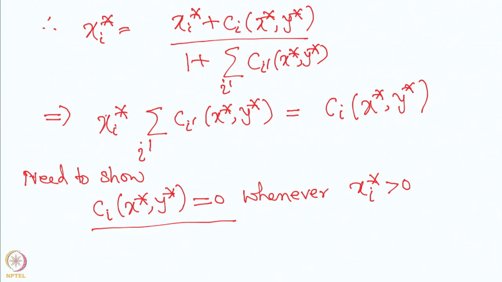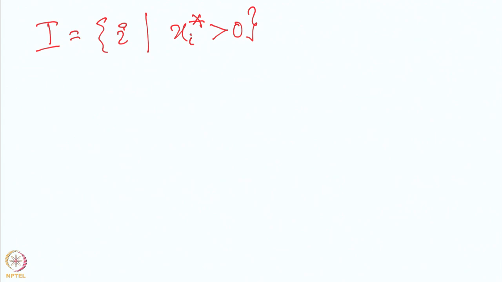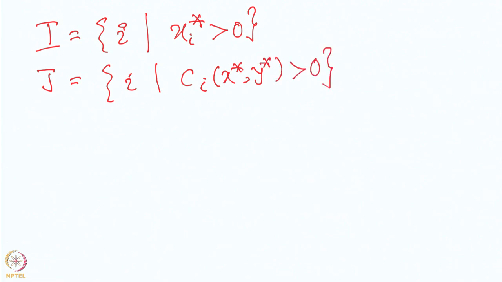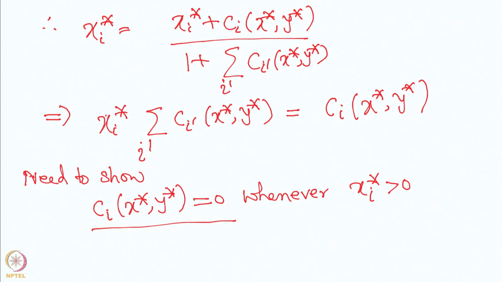So let us look at this, we need to show this fact. Let us take I to be the set of all i such that x_i star is greater than 0. Let me also take J to be all i such that c_i of x star, y star is greater than 0. Clearly, whenever x_i star is greater than 0, look at those i's, and here I am looking at i's where c_i of x star, y star is greater than 0. Because we are interested in proving this, if x_i star is greater than 0, I need to show that c_i of x star, y star should be 0.